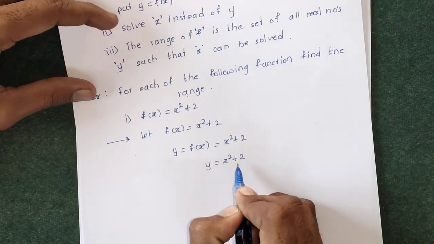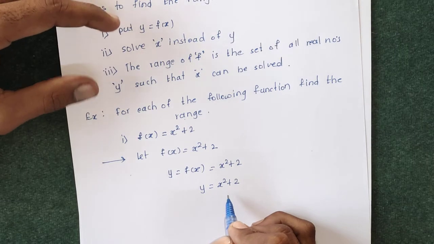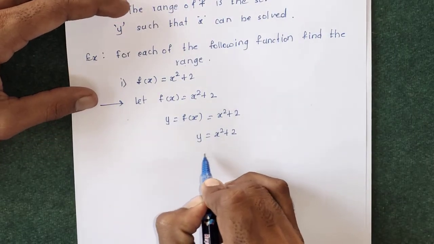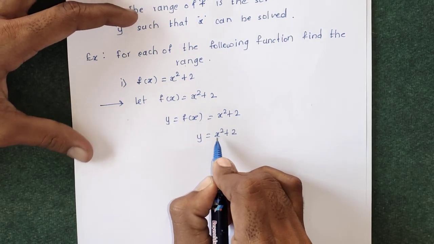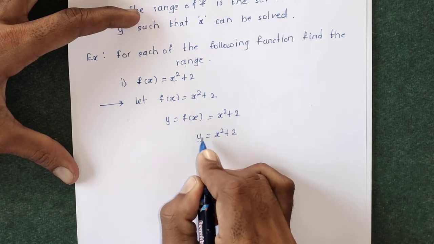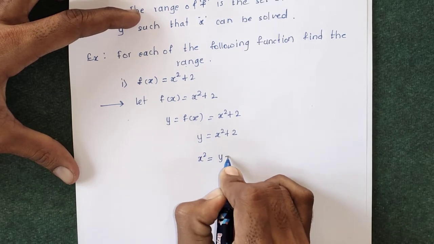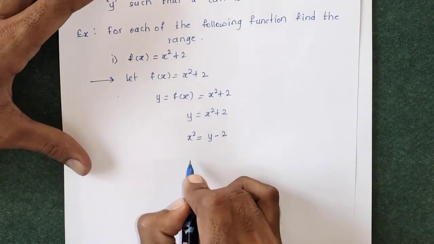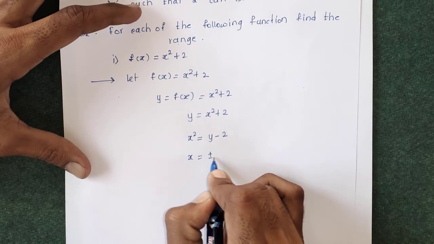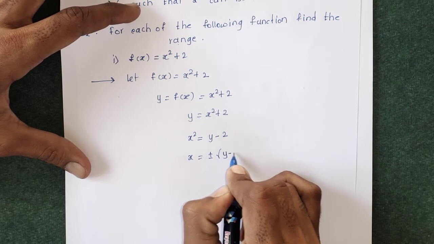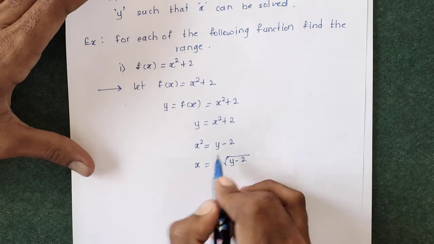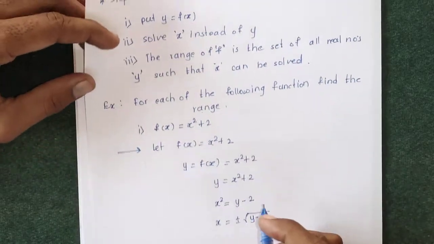Here y is equal to something, and we have to solve this equation for x, because we need x equals something. First of all we will separate the term x. So, x square equals y minus 2. Now, taking the square root on both sides we get x equals plus or minus square root of y minus 2.